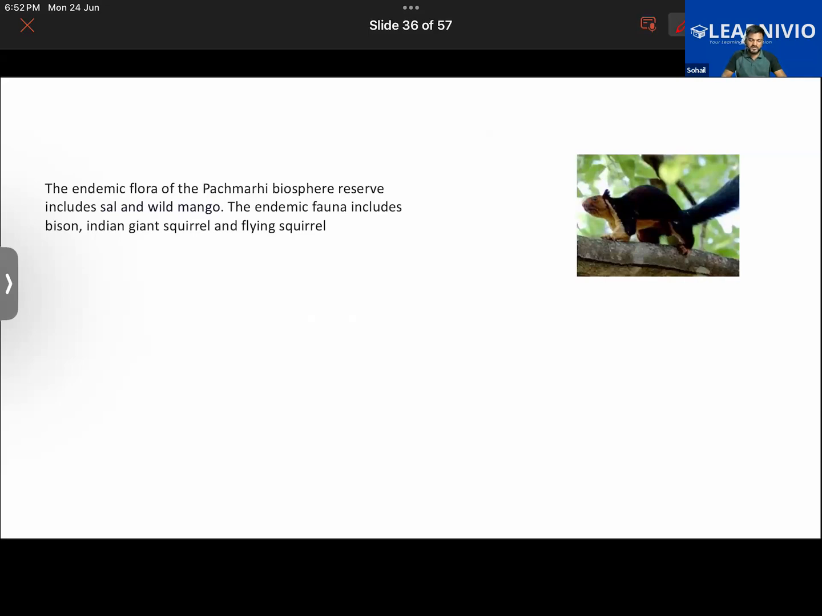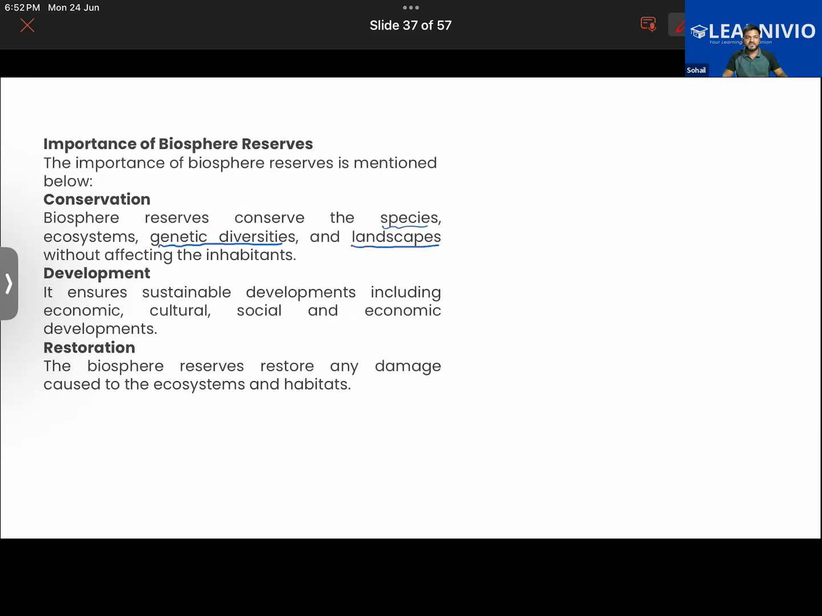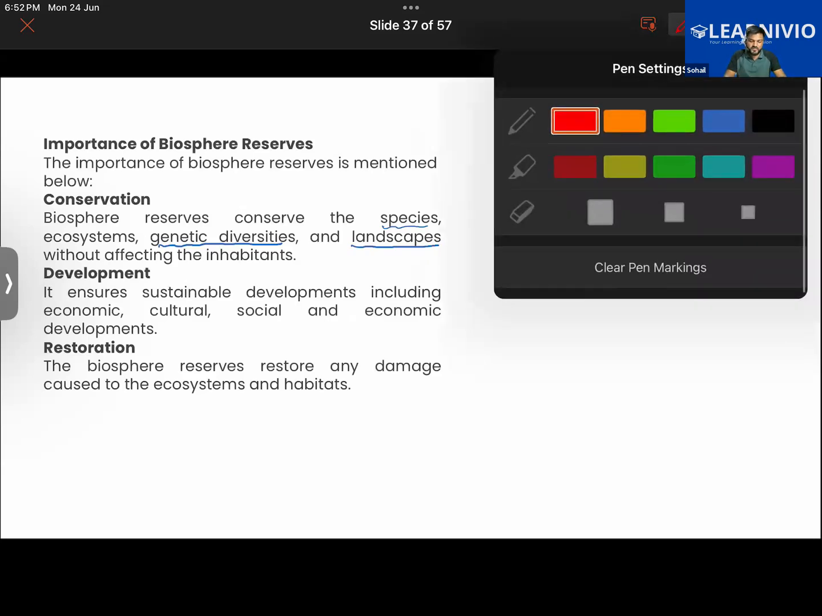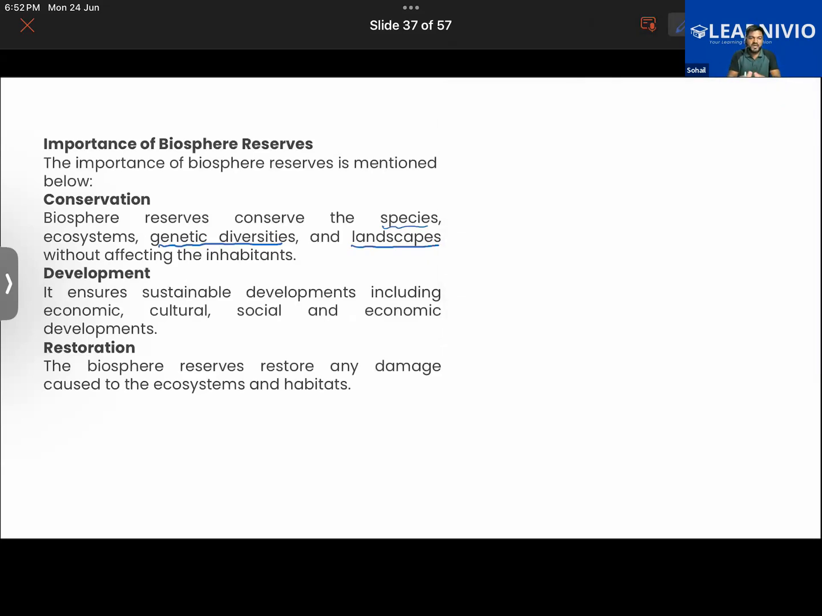So let me quickly sum up the role of biosphere reserves. The role of the biosphere reserves is as follows. It helps in conservation of wildlife, helps to maintain the biodiversity of the given area, right? Furthermore, it promotes the economic development of that area. Those kinds of economic activities will be allowed which are compatible with the conservation objectives.